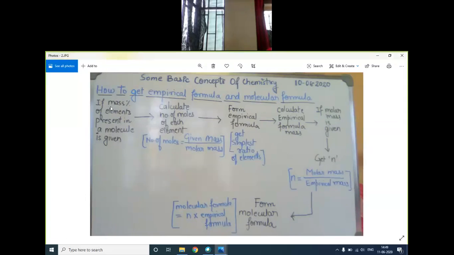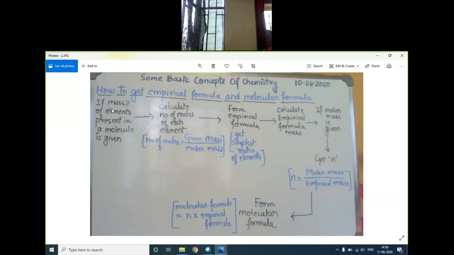Now, how to calculate empirical formula and hence molecular formula. So this is a concept map. Using this we are going to solve problems. For example, in a question it is given that mass percentage of each element in a compound is given, and if molar mass is also given, then how to calculate empirical formula and hence molecular formula.